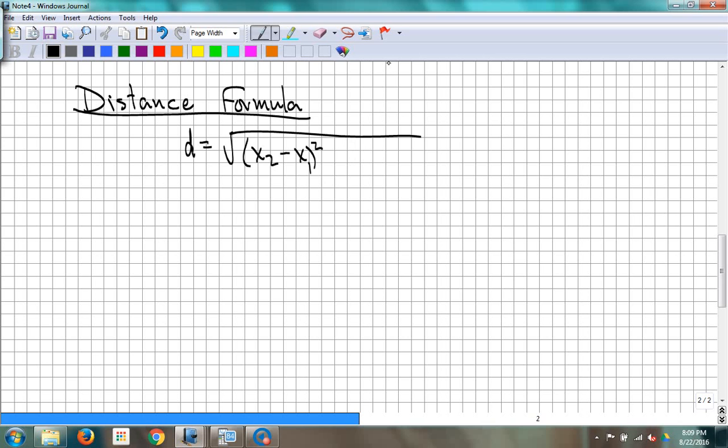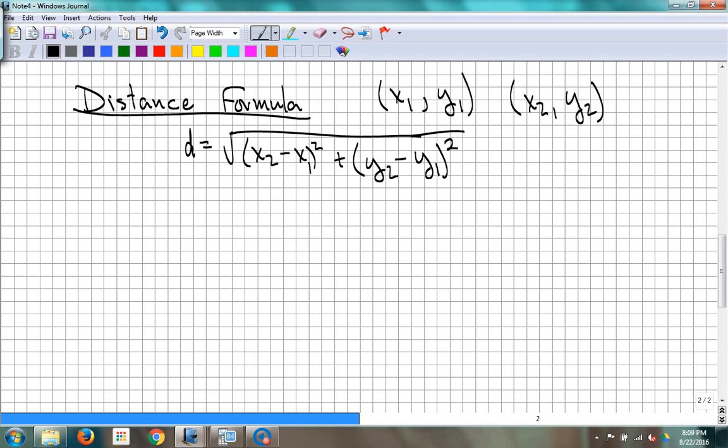So we take the x values from our 2 points and we subtract them and we square that answer. Plus, then take the y values and we square those. Those numbers down there at the bottom, like that x2 and x1, just tell me what ordered pair they come from. So you would have two ordered pairs, X1, Y1. My handwriting's getting worse as the night goes on. And then X2, Y2.